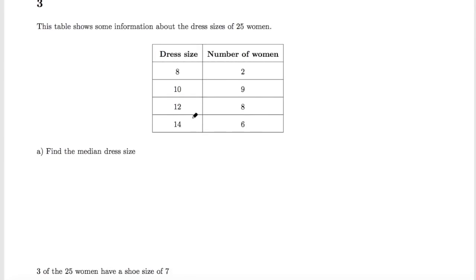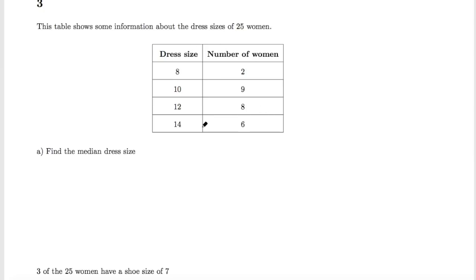Question 3 gives us a table, and it says this table shows some information about the dress sizes of 25 women. And it says find the median dress size. So always try to remember the mean, median, and mode and what they mean. So the median is the middle value of a list of numbers.